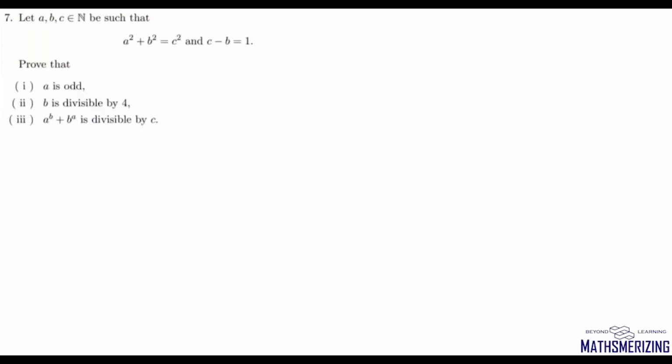Now question number 7 says, let a, b, c be 3 natural numbers such that a square plus b square equals c square and c minus b is equal to 1. So we need to prove that first, a is odd. Now we can write a square as c square minus b square, which is c plus b into c minus b. Now c minus b is 1. So we can write a square as c plus b.